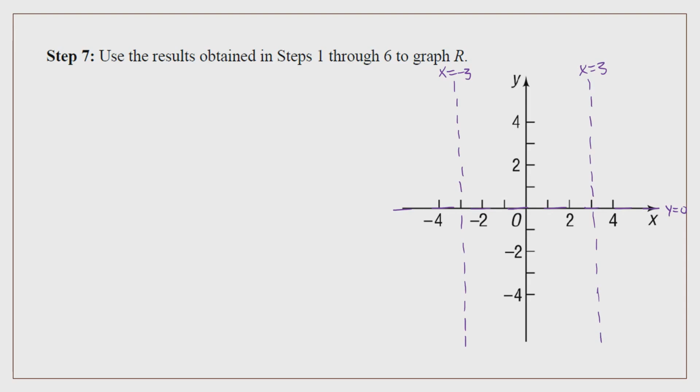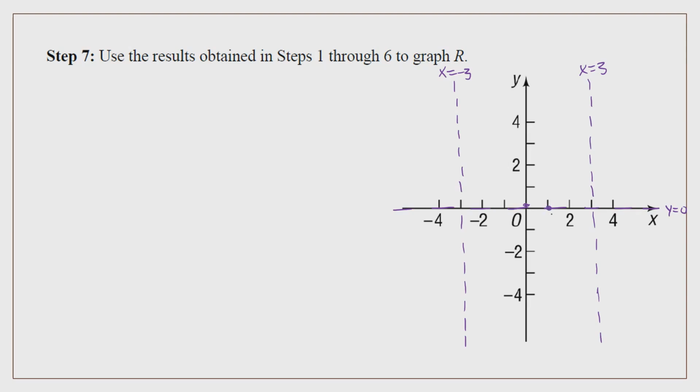The next thing that we want to do is plot our points. Okay. So we know we have a y-intercept at 0, 1/9. Okay, 0, 1/9, so that's pretty small. So somewhere in there. All right. And we have an x-intercept at 1, 0. 1, 0. So point right here.